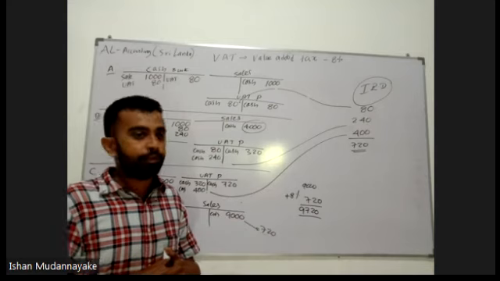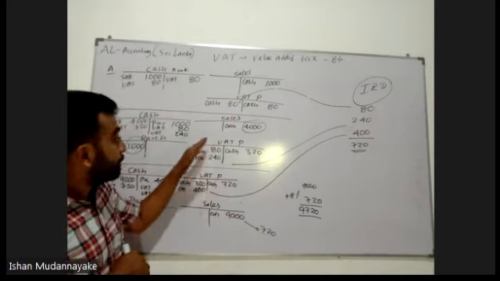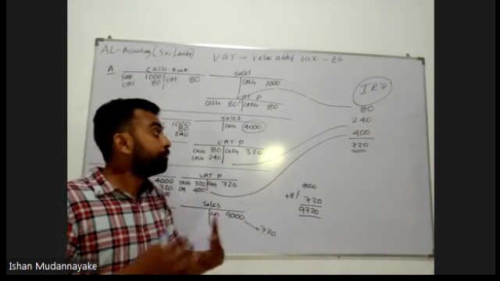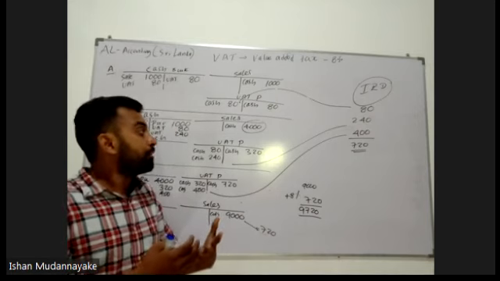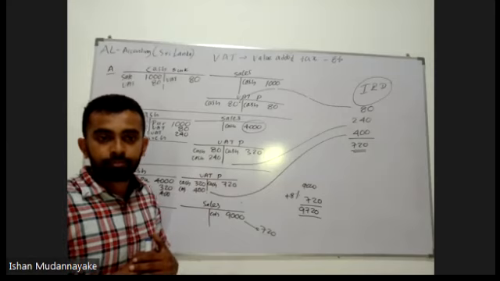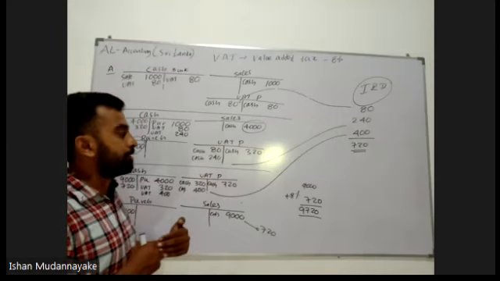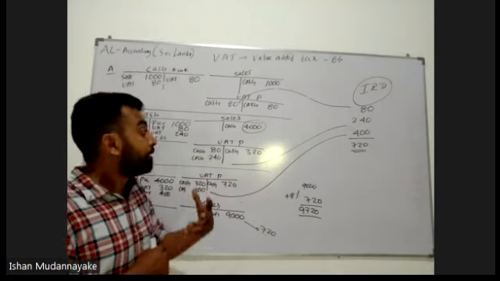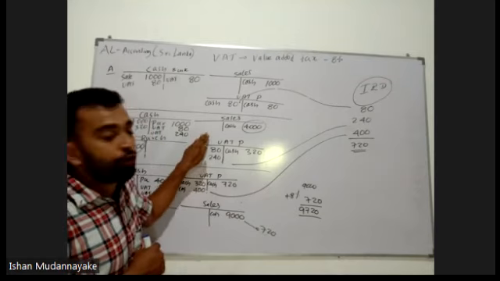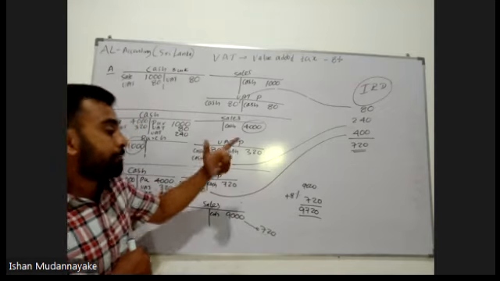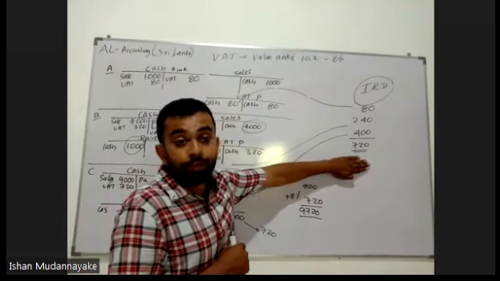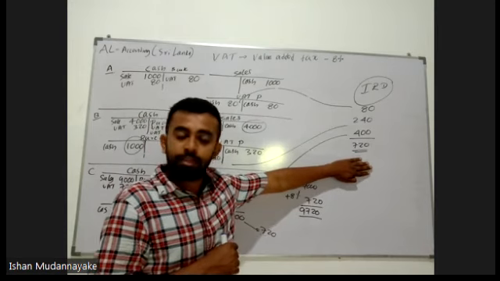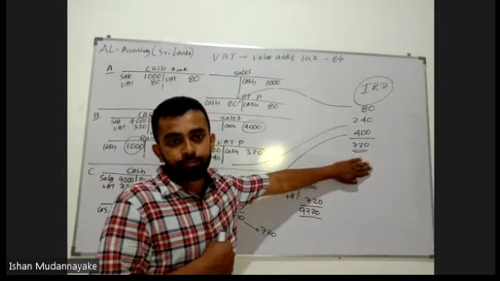In the next video, we will discuss how to pass double entries by business organizations not registered for VAT. If business B is not registered for VAT, what will happen to their profit? What will happen to business B? Business B's profit, we will discuss. And if business B is not registered for VAT, we will discuss the impact on the tax revenue of the Department of Inland Revenue. We'll discuss in the next video.